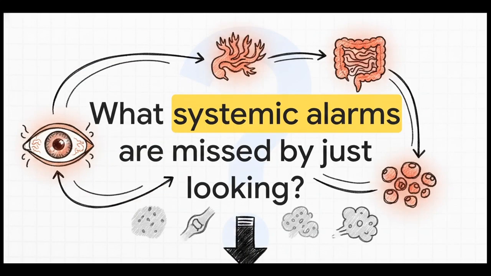Which leaves us with a pretty fascinating realization to ponder as we wrap up this explainer. Think about it. If simply peering through the cornea to spot a single inflamed cell can unravel massive, complex systemic diseases like Crohn's, arthritis, or tuberculosis, what other huge internal alarms are we totally missing when we only ever look at the surface of a symptom?